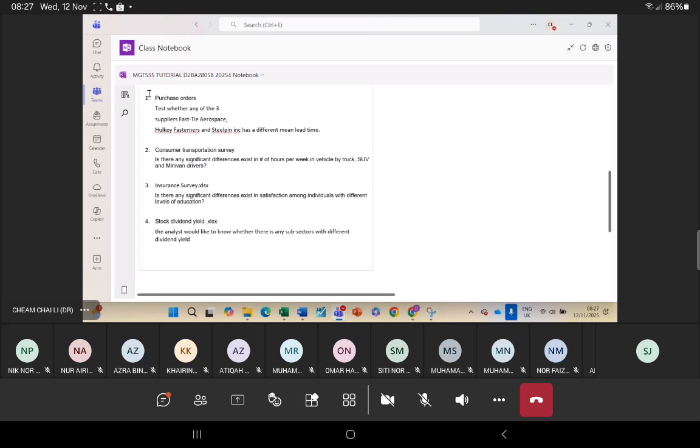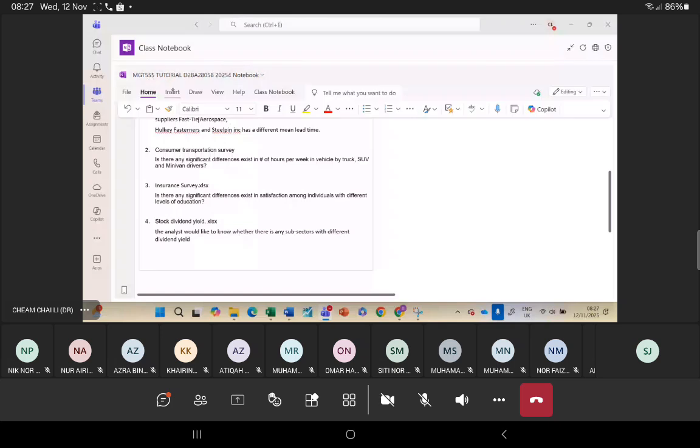Apakah pemboleh ubah yang kita ada di sini, right? So you make sure you know what is variable, because nanti you nak buat group project, biasanya student akan salah kat sini, dia tak tahu variable itu apa.